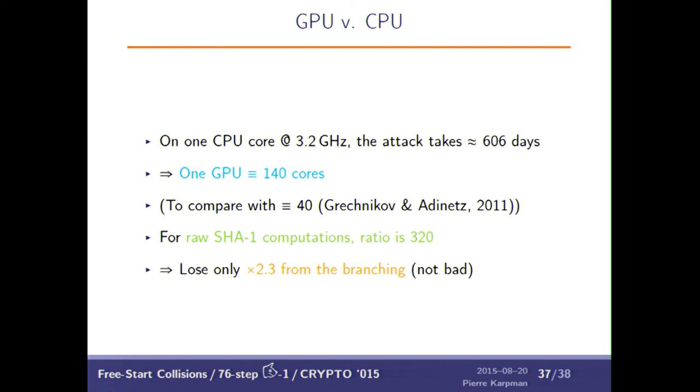If we compare to what we would have on a CPU, we implemented the same process on a rather recent high-clocked one, and this would take about 600 days. So the speedup we get from the GPU, one GPU, is worth 140 such cores, which is quite nice, especially compared to a previous attempt at implementing SHA-1 attacks on GPUs, where they got a speedup of about 40. So we were quite happy with this. But if we compare to the speedup we get for raw SHA-1 computation, which is 320, we still lose a factor of about 2.3 from the branching. But in our opinion, this is still not bad, and we were quite happy with the result.